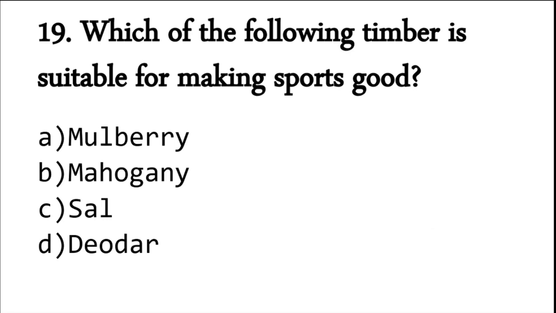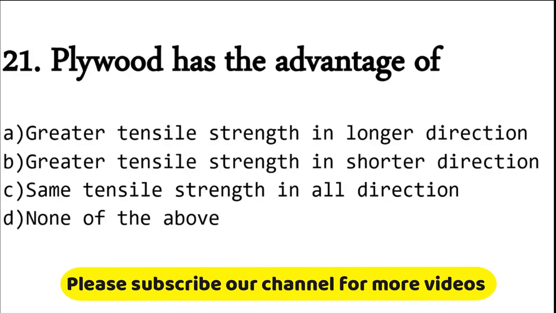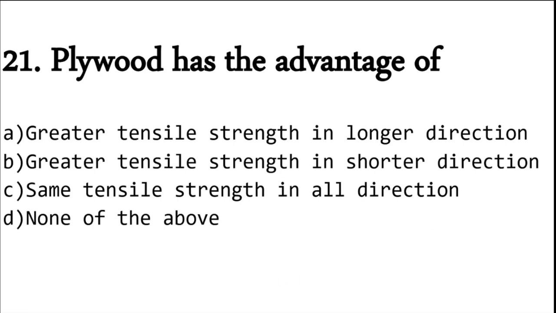Okay, the disease of dry rot in timber is caused by lack of ventilation. A is the correct answer. Next is, plywood has the advantage of greater strength in long direction, greater strength in short direction, same strength in all directions. So its answer is same strength in all directions. C is the correct answer.